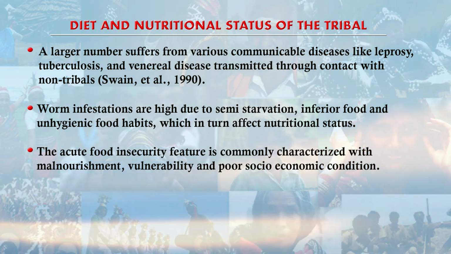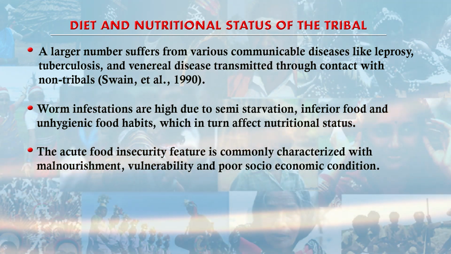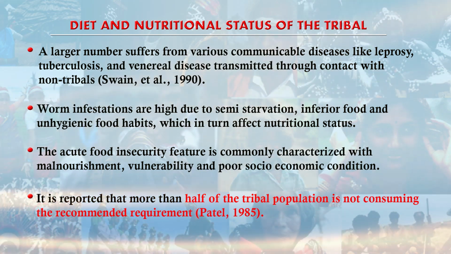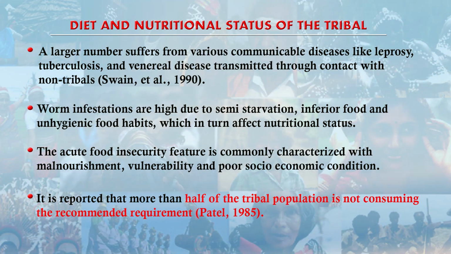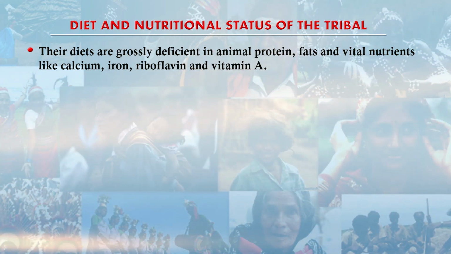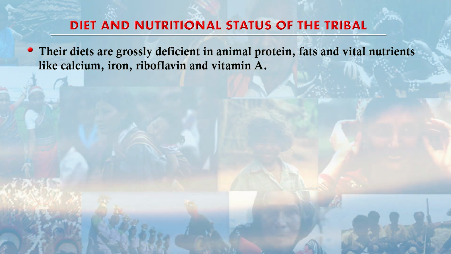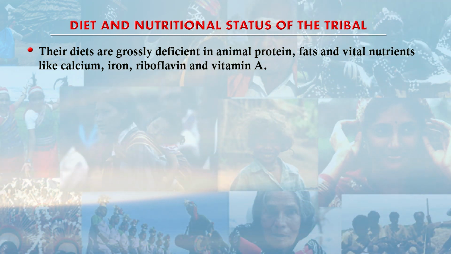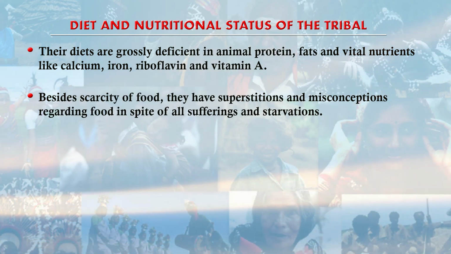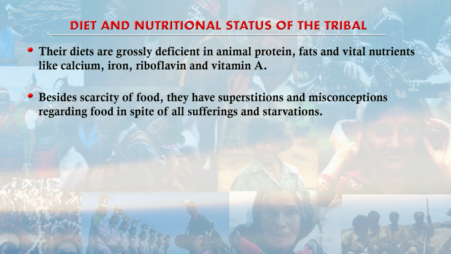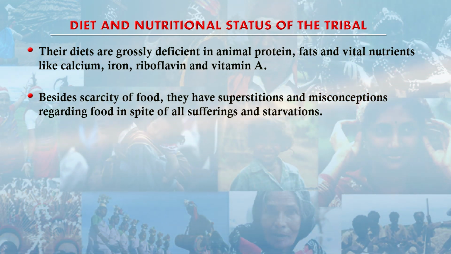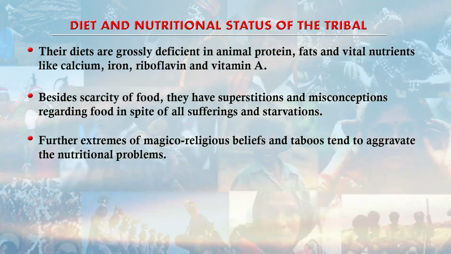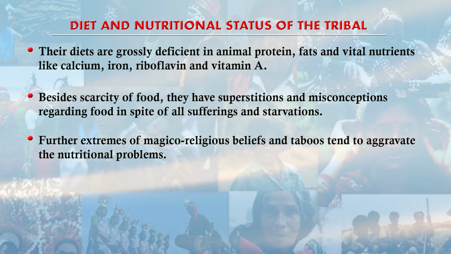Again, acute food insecurity is commonly characterized by malnourishment, vulnerability and poor socioeconomic condition. It is reported that more than half of the tribal population is not consuming the recommended requirement. If you look at their diets, they are grossly deficient in animal protein, fats and vital nutrients like calcium, iron, riboflavin and vitamin A. Besides, there is also scarcity of food. They have superstitions and misconceptions regarding food in spite of all sufferings and starvation. Further, extremes of magico-religious beliefs and taboos also tend to aggravate the nutritional problems of the tribals.